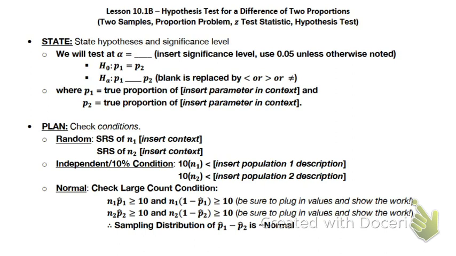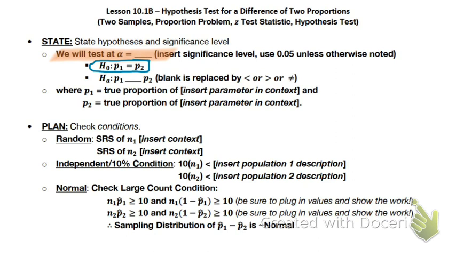So, here's what we're going to do. For state, we will test at alpha equals whatever the significance level. You're going to use 0.05 unless otherwise stated. The null hypothesis is going to be that P1 equals P2.